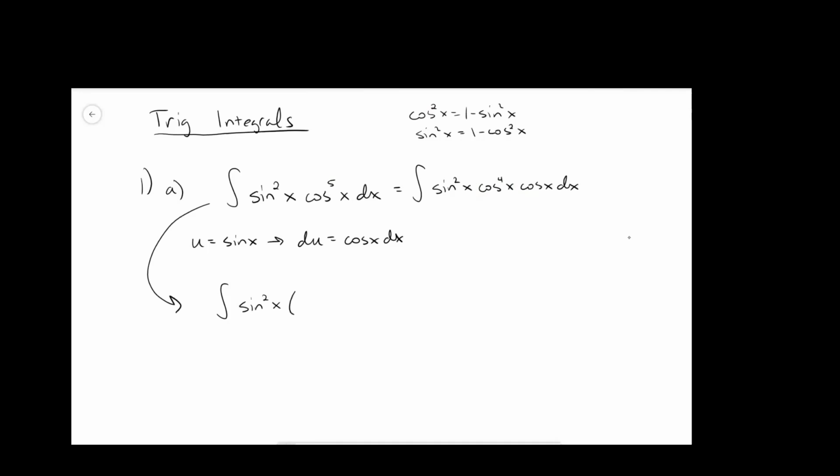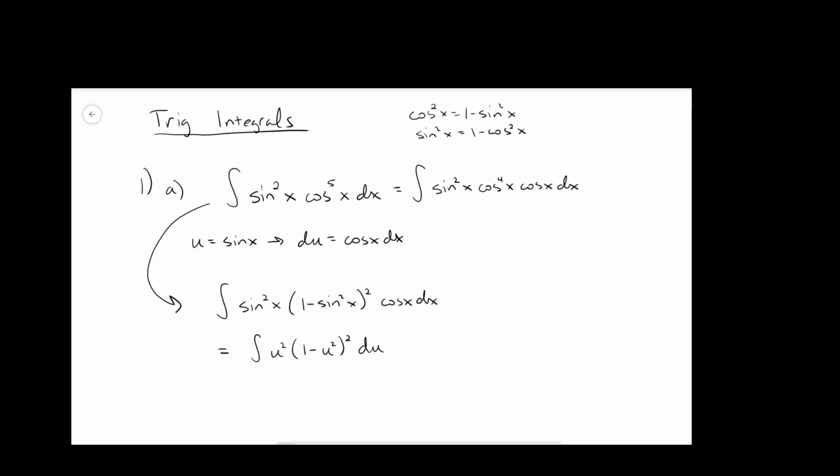Cosine squared squared. But what is cosine squared equal to? It's 1 minus sine squared, right? And then it's going to be squared again because it's cosine to the fourth. And then we'll leave that last cosine alone. So now we see, I think we've got everything that we need to change this all into u's now. Everybody see that? So we said that u was sine x, and so sine squared is going to become u squared. And this is going to become 1 minus u squared. And then the cosine x on the end, we said that becomes simply du.